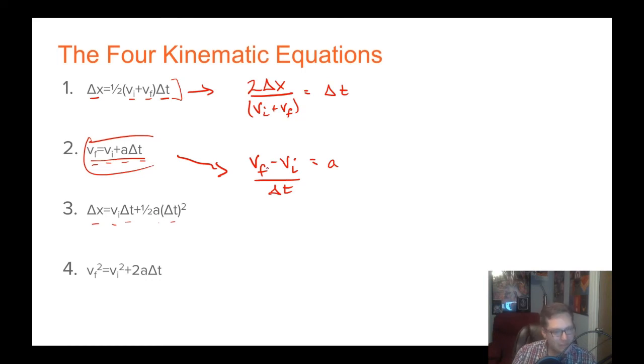Wait a second, does that look familiar to you? It looks familiar to me. Vf minus vi is delta v. Delta t is delta t. Acceleration equals delta v over delta t. It's the same formula. Oh my gosh. Anyway, okay, so we're going to use that here.